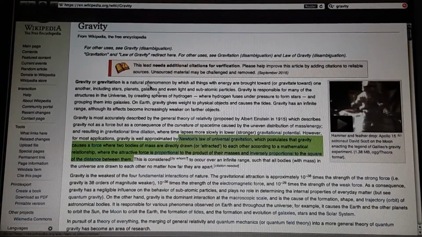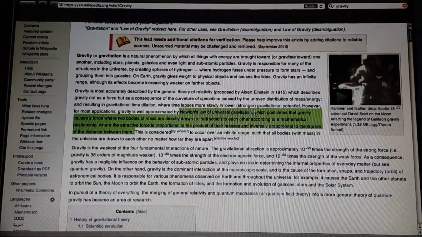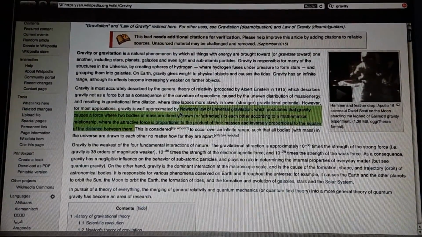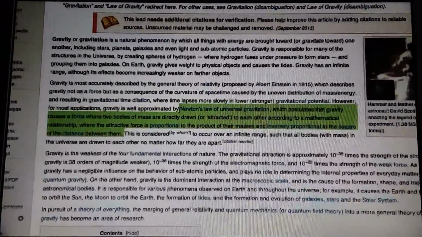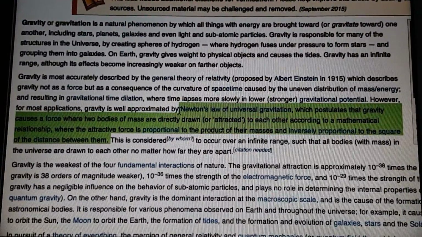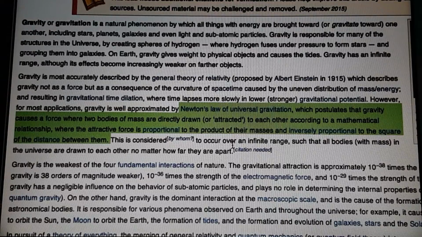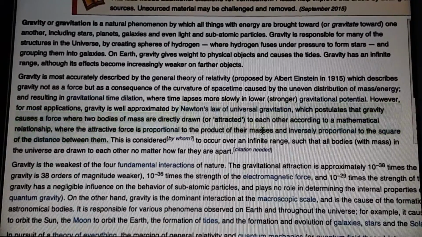So here's gravity. There's a whole lot of verbal diarrhea here, and then let's focus in here on this. Newton's law of universal gravitation, which postulates that gravity causes a force where two bodies of mass are drawn or attracted to each other according to a mathematical relationship, where the attractive force is proportional to the product of their masses and inversely proportional to the square of the distance between them. Okay? So remember that. The product of their masses.